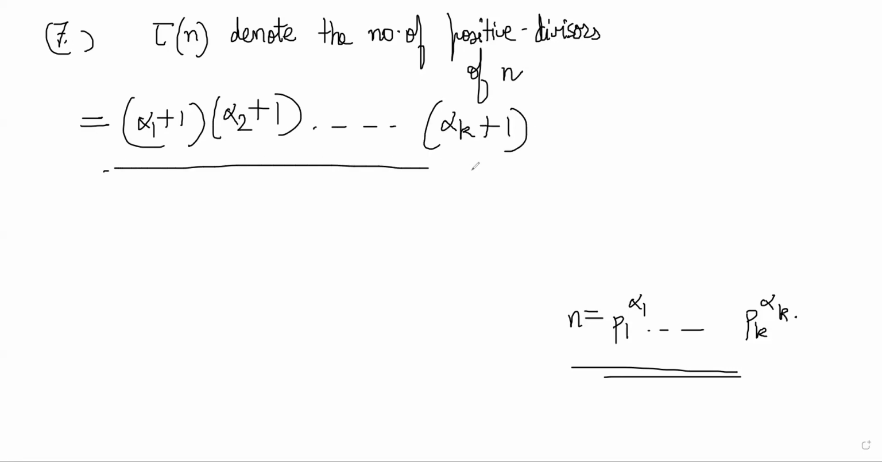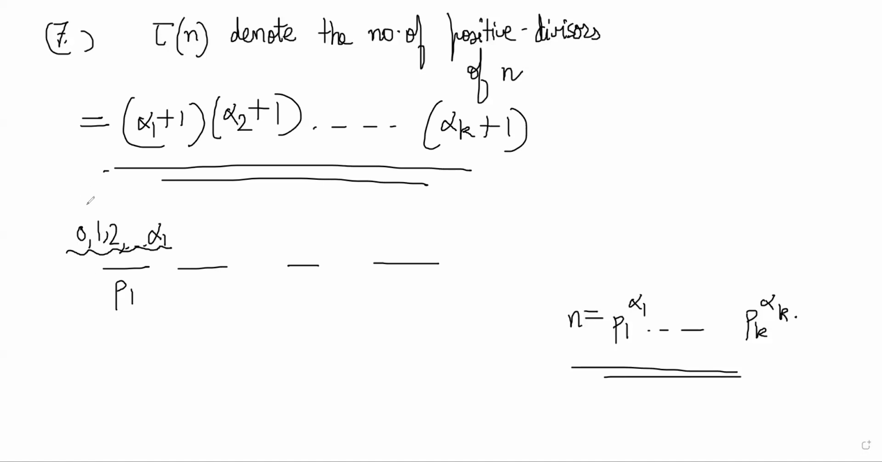Why? Because when you are constructing a new divisor, you have a choice of what power to put for P1, right? When I'm constructing a new divisor, I have these same prime numbers and I can choose whether P1's power can be 0 or 1 or 2 till alpha 1. So I have exactly alpha 1 plus 1 choices to select the power of P1. Similarly, I have alpha 2 plus 1 choices to select the power of P2 and so on. So by the multiplication principle, the total number of choices to select a divisor is alpha 1 plus 1, times alpha 2 plus 1, and so on, right?